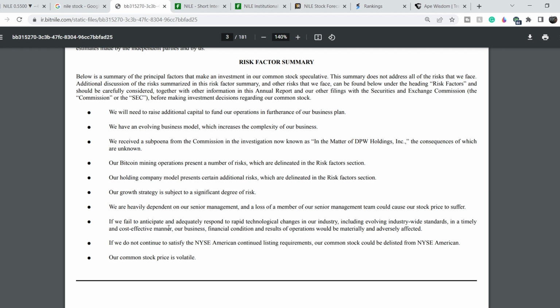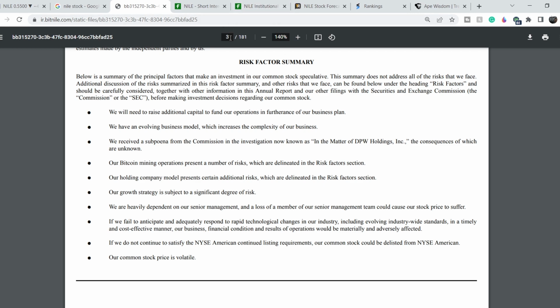If we fail to anticipate and adequately respond to rapid technological changes in our industry, including evolving industry-wide standards, in a timely and cost-effective manner, our business, financial condition and results of operation would be materially and adversely affected. If we do not continue to satisfy the New York Stock Exchange American continued listing requirements, our common stock could be delisted from this exchange. Our common stock price is volatile." And I have to say that these risks are real, and you have to know all the risks before you enter any position in any company. That's why it is extremely important.